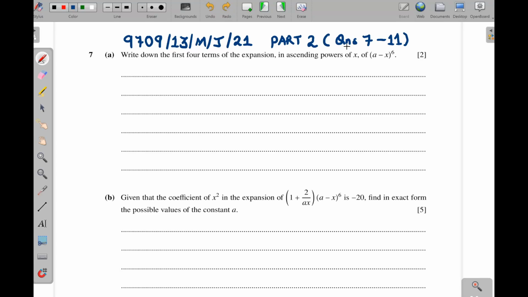Part 2, this is for questions 7 to 11. Question 7, part A, write down the first 4 terms of the expansion in ascending powers of x of this one here.